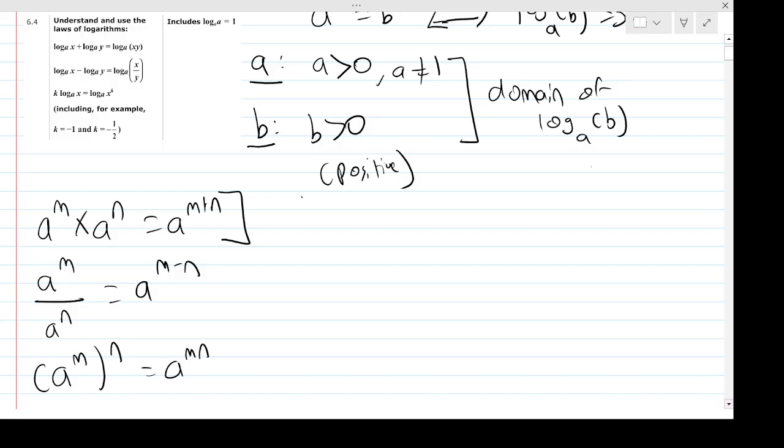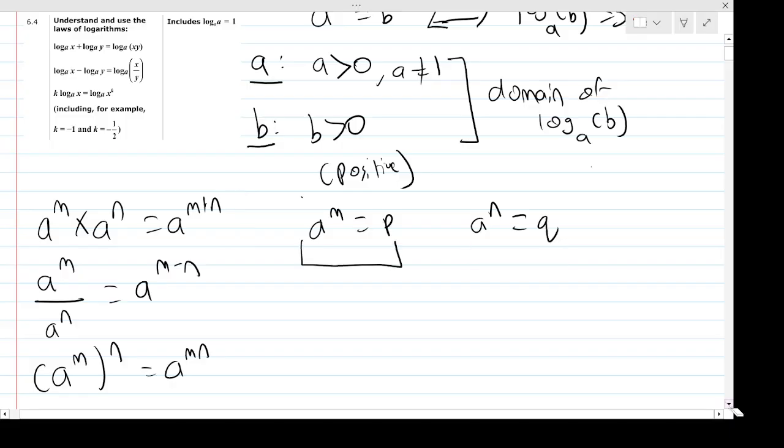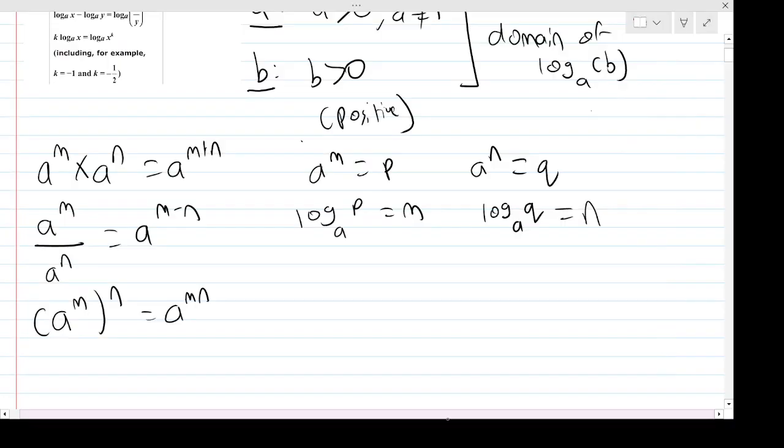So what we can do is say that a to the m is a number p, and also a to the n is q, two different numbers. Now we know how to convert these back into logs. If we convert this as a log, that'd be log base a of p equals m. And we also convert this bit into a log.